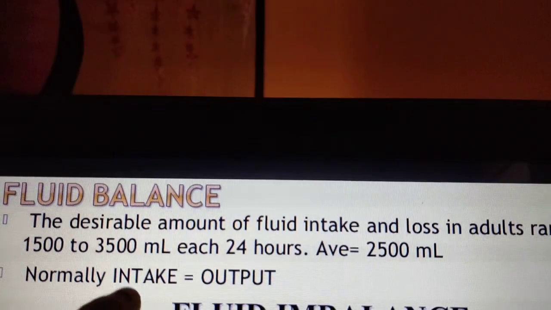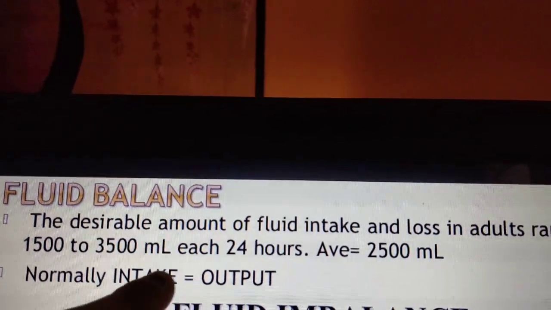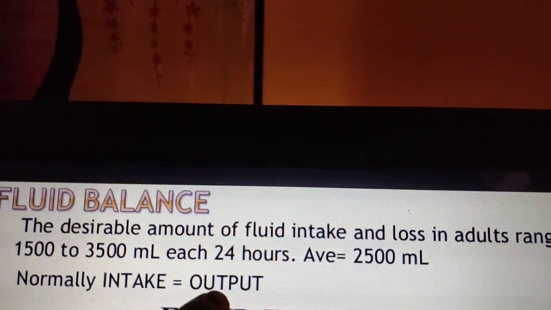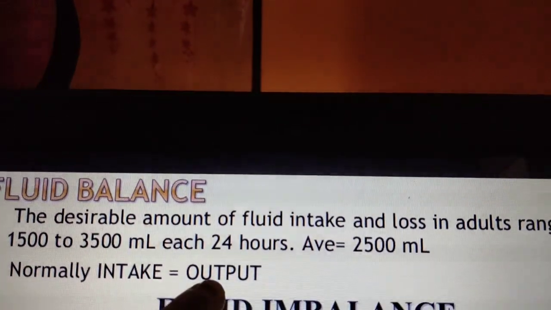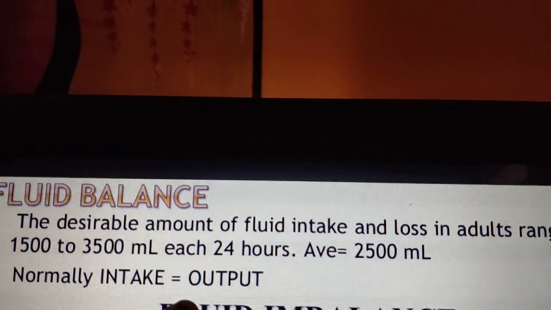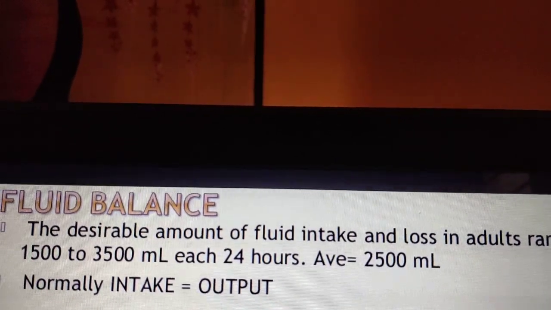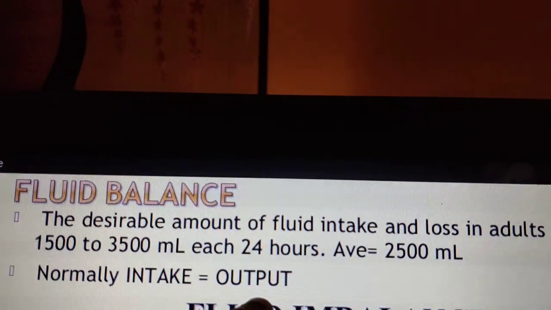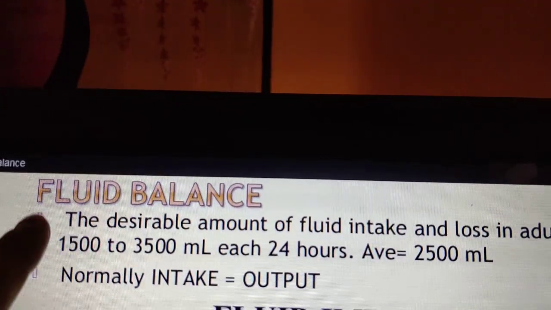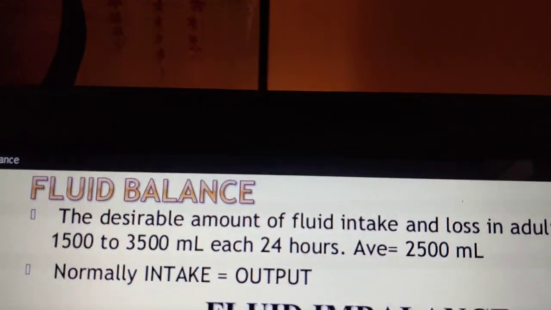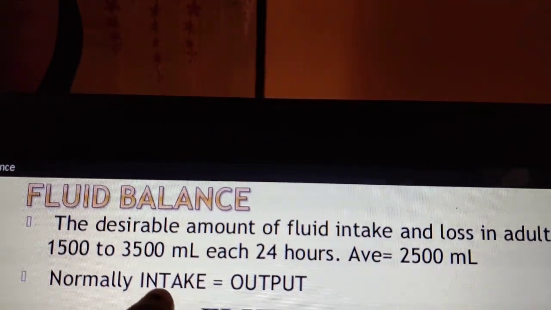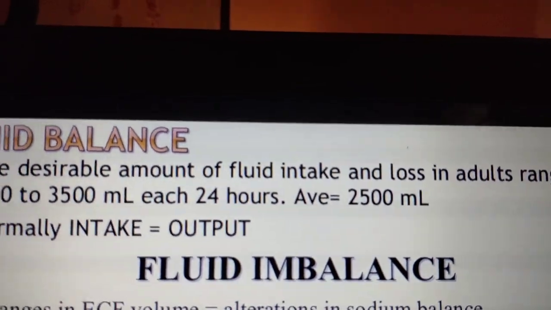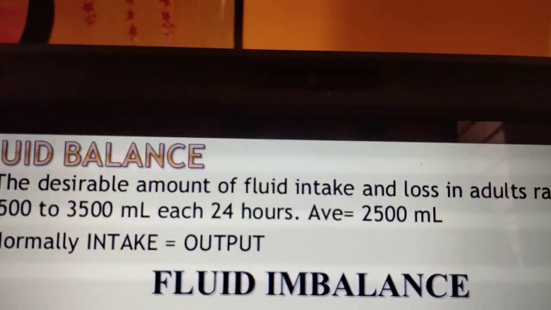Whatever you take as intake, 2 liters of water, you have to put out the same output. You have to excrete, expel the fluid, equal to 2 liters only, through the urine, through the sweat, through the fecal content and all. When the intake is equal to output, then we call the fluid balanced. For example, if your intake is 2 liters but your output is 1 liter, then we call it a fluid imbalance. Clear? Now we'll see what the fluid imbalance conditions are.